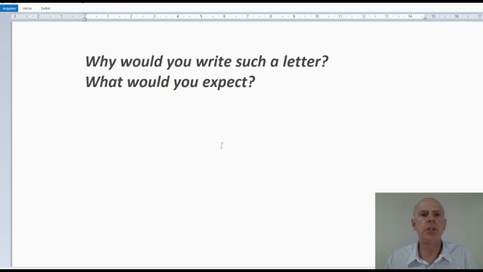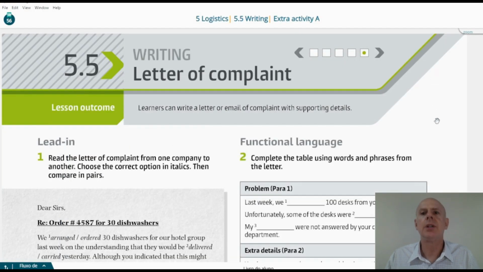And what should you expect? Why would you write such a letter? To have a result, right? To have, for example, a refund or a replacement, depending on the circumstances. This is something for us to think about: the tone, what to write, whom to write, and so on. We start with an example here.